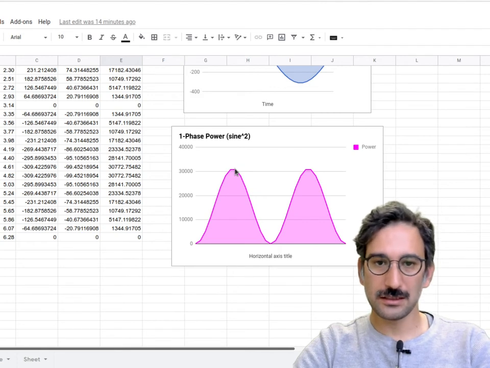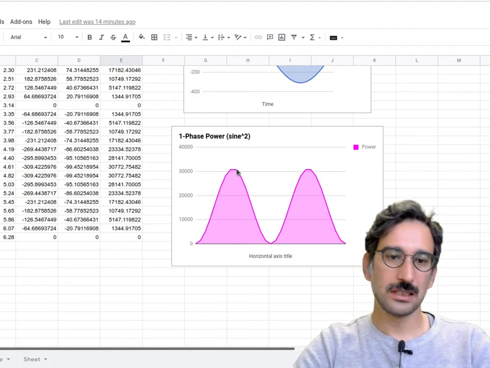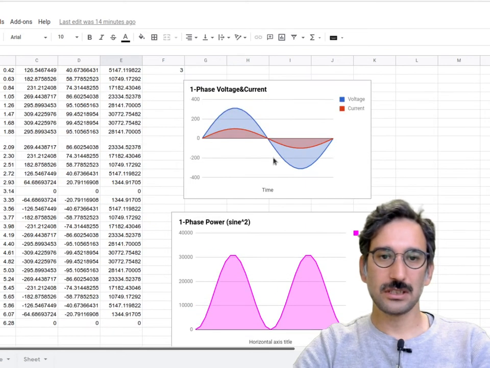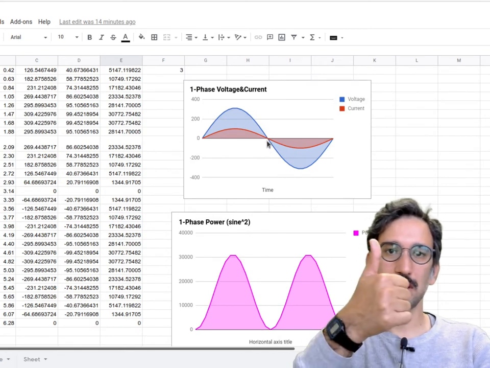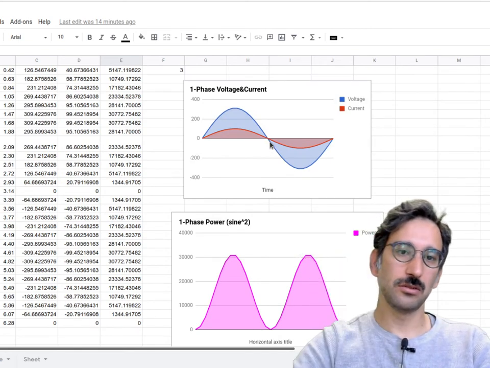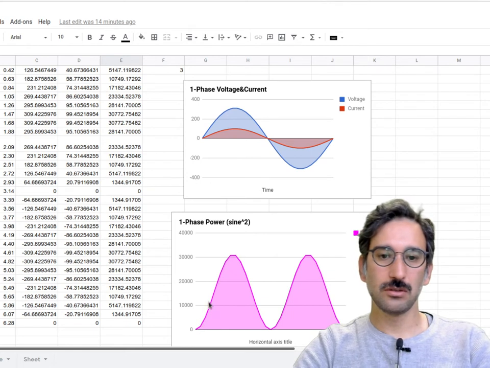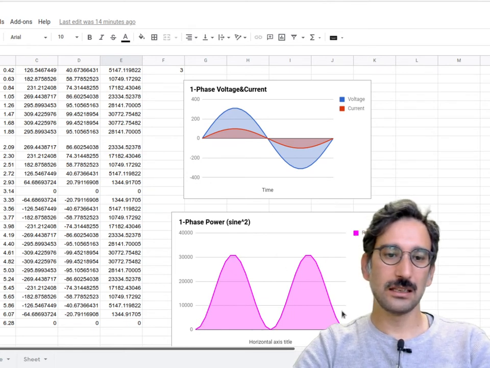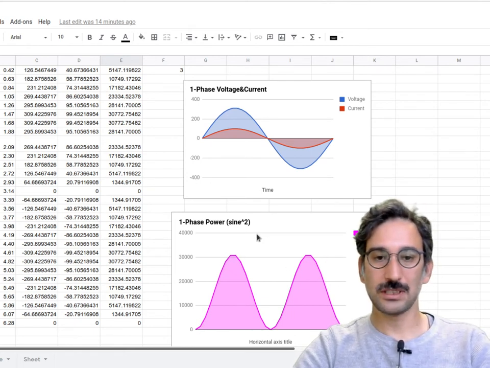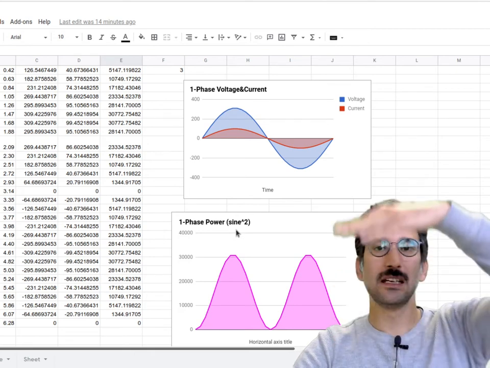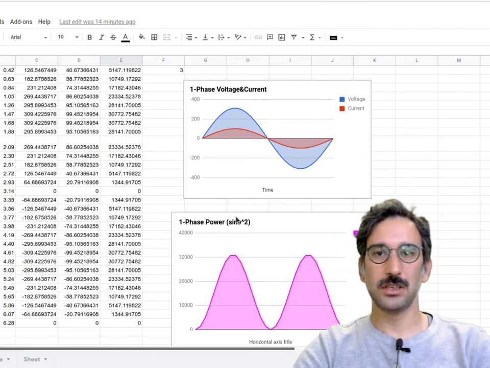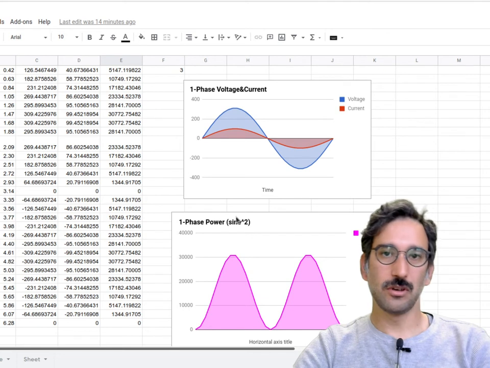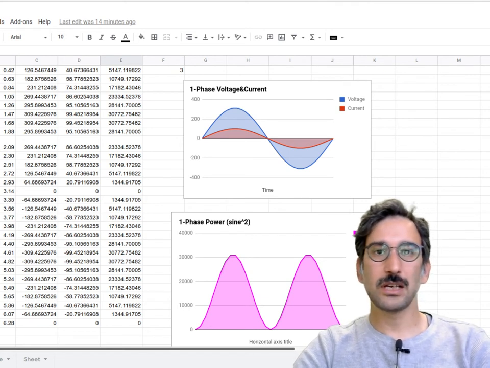In that case, it's around 30 kilowatts. And in regions, for example, during zero crossings, voltage is 0, current is 0, so the multiplication is 0. So you get not a perfect sinusoidal, but sine square, with peak and minimum values. So this is for single phase. Let's have a look at what happens in a 3-phase system.